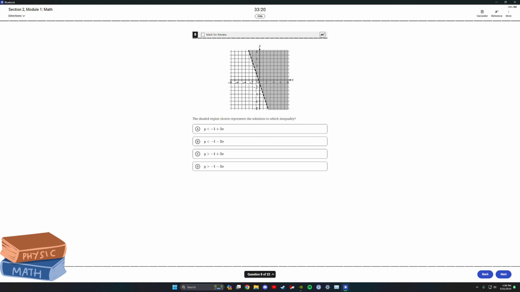All right, we have a shaded line, so it's greater than, but not greater than or equal to. And our slope is negative slope, so it's going to be this one. We are greater than, we're above the line, but we have a negative slope. All right, the line is going down.